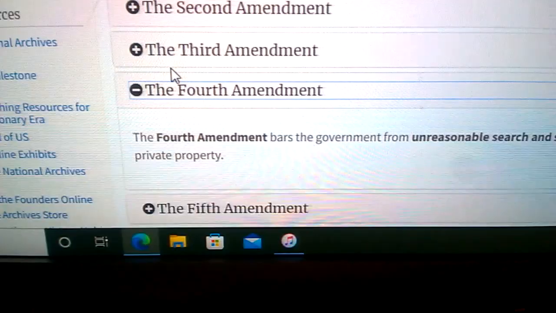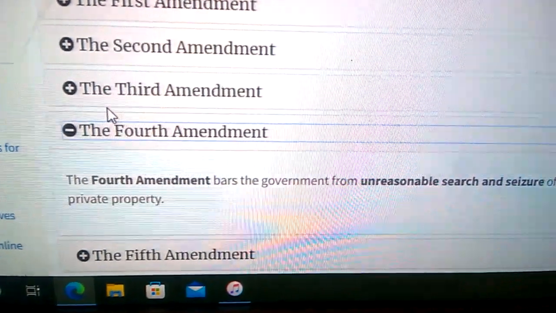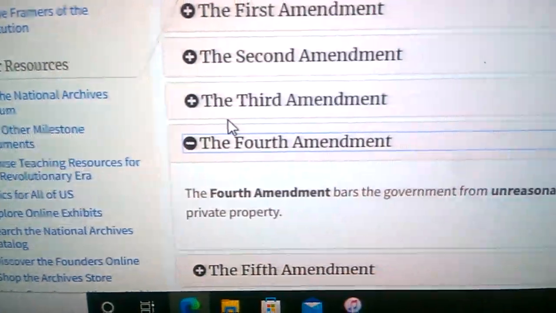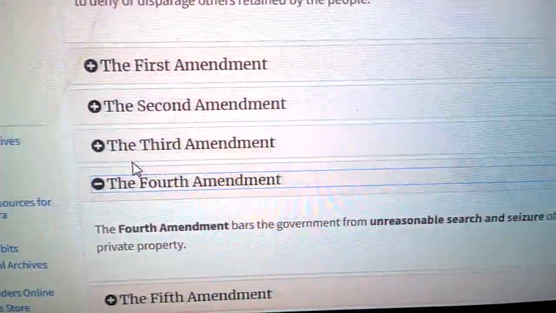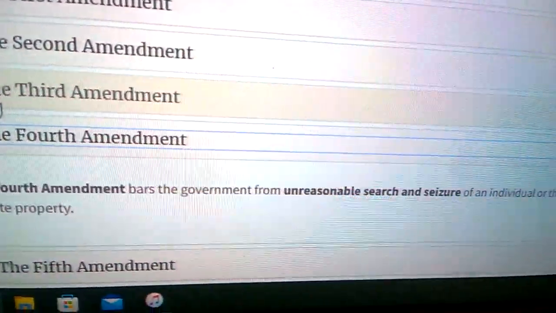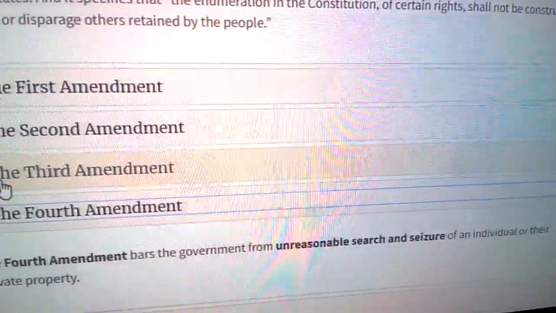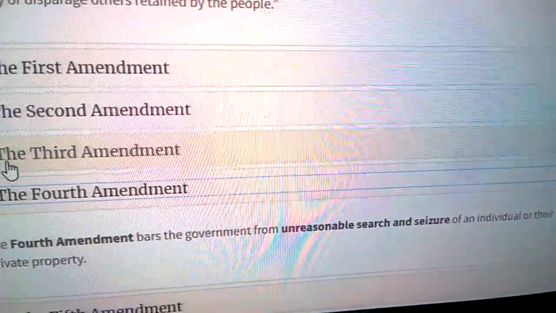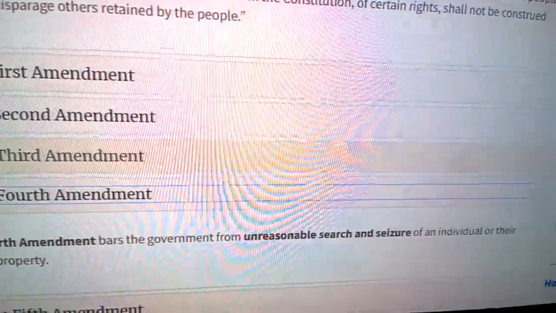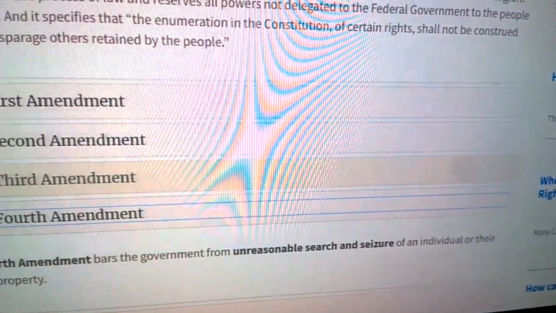The Fourth Amendment bars. Notice the word bars there. We're going to pull that up on dictionary.com. The government from unreasonable search and seizure of an individual or their private property. Well, I'm thinking that would include illegally tapping into people's emails and phones like they did with Verizon. I would think that would eliminate snooping on Facebook and different forms of social media illegally, since these are members of law enforcement. Now, I realize people put this stuff out there publicly, but what reason would the NSA have for investigating people who aren't doing anything wrong?